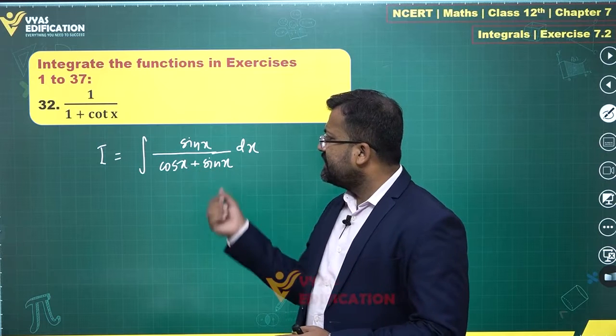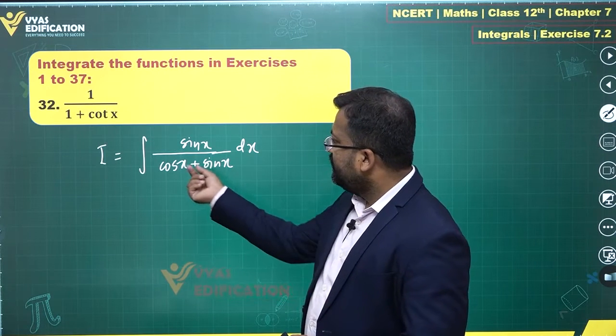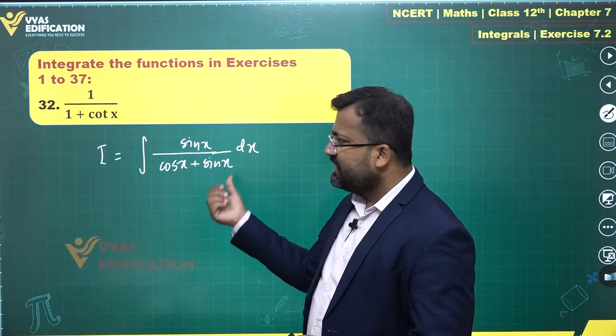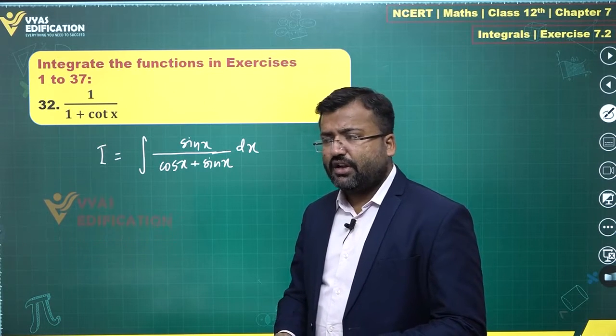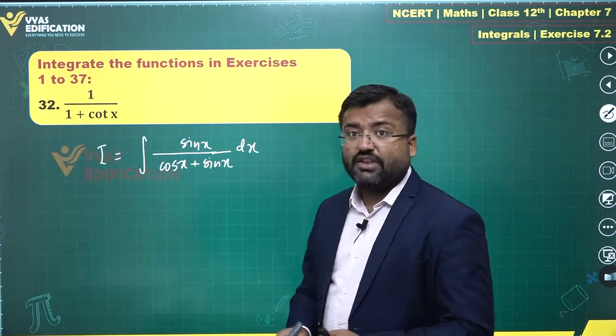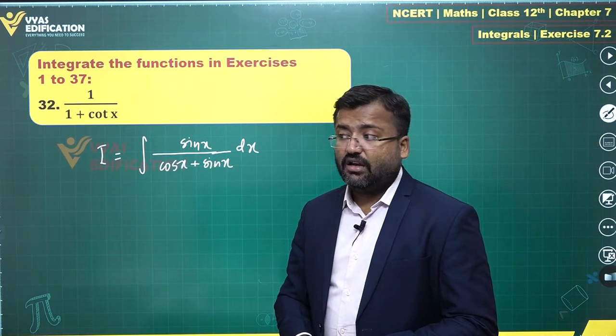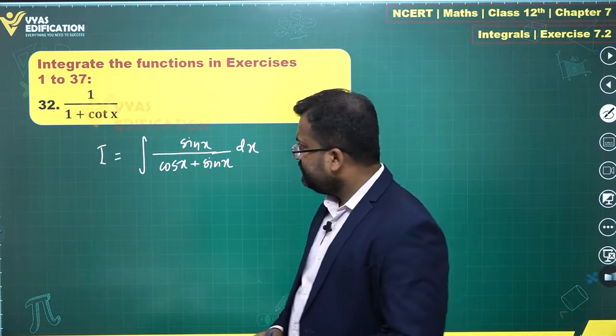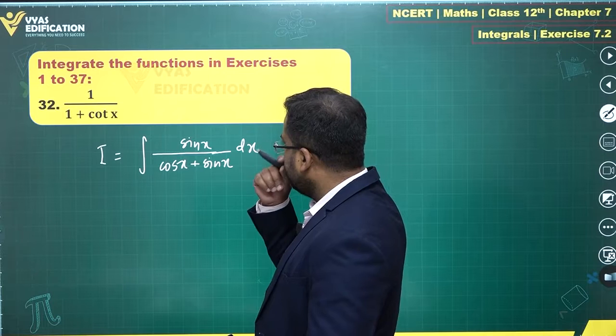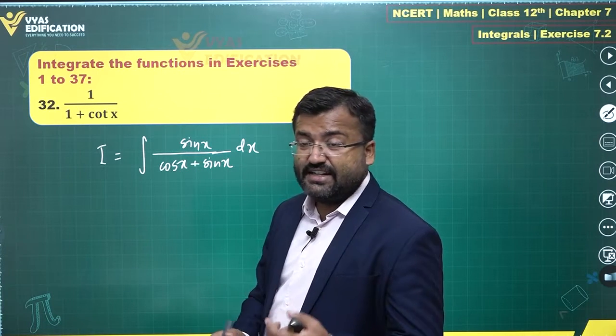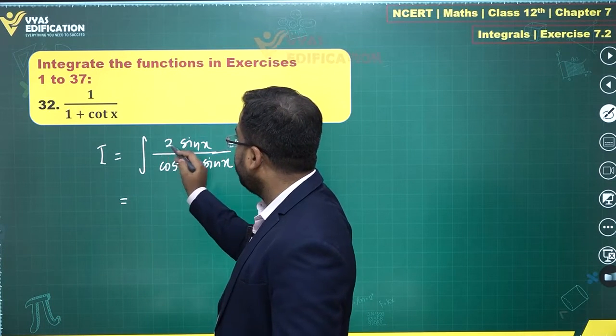So, the derivative of cos x plus sin x: for cos x, the derivative will be minus sin x, and for sin x, the derivative will be cos x, right? That's what you'll have. So, you'll have to create some cos x over there. And how do we do that? Let's do one thing. Instead of a single sin x, let's create 2 sin x.